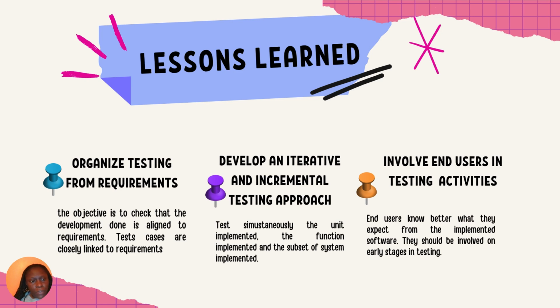So what lessons can we learn from the testing activities in general? First of all, you have to make sure that you are testing a requirement. You want to make sure that the expected behavior is what the software is currently doing. So you have to define your test cases from a requirement. Also, you have to develop an iterative and incremental testing approach. You have to test at unit level, at integration level, but also at system level for a subset of requirements. So you have to be complete in your testing approach.